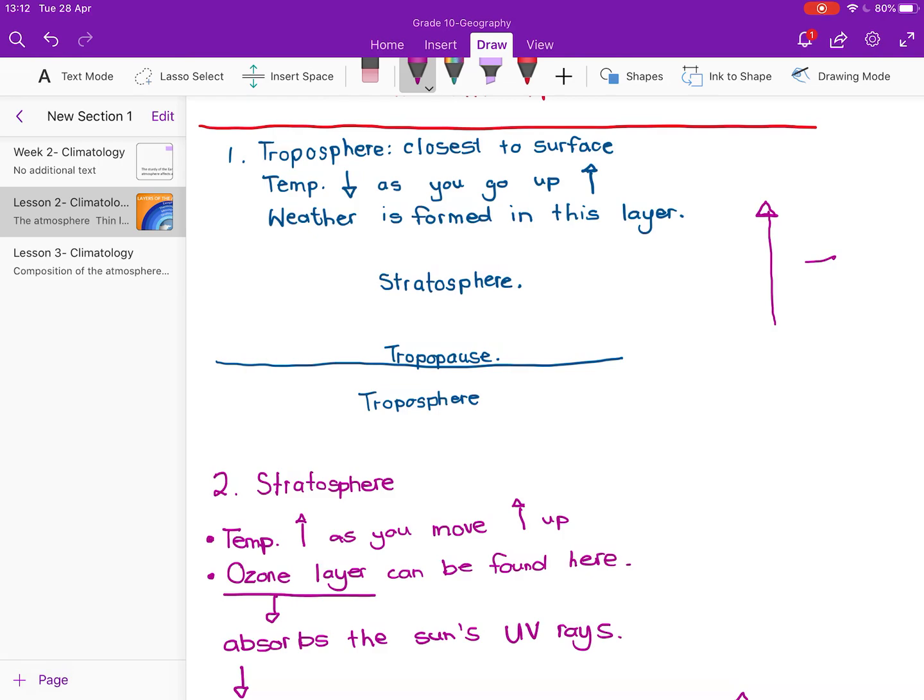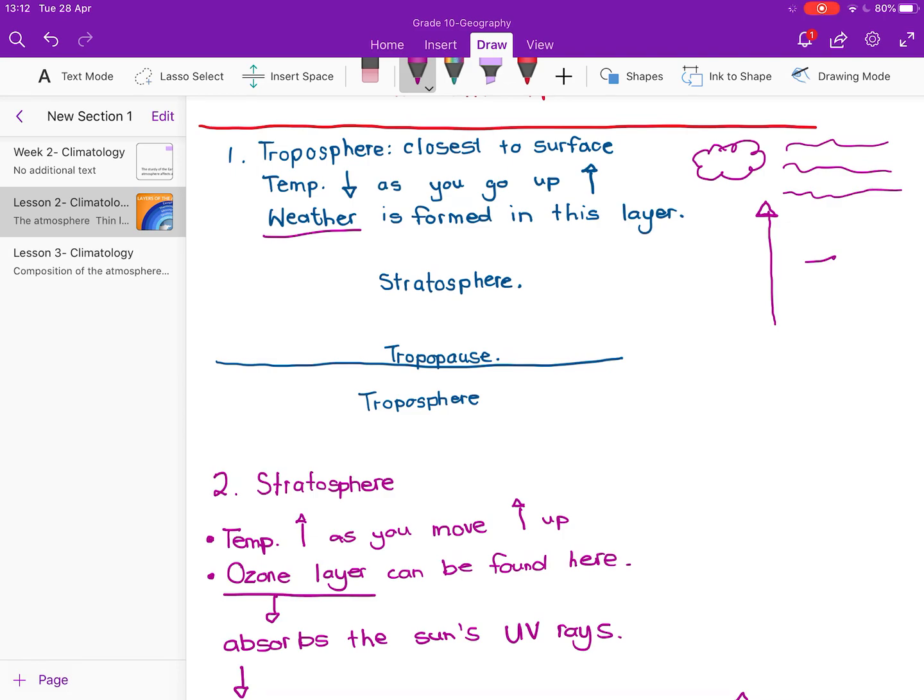In this layer is where we find weather conditions. So this is where we find our clouds, and this is where we find a lot of wind blowing in this part of the atmosphere. This is where we find our weather conditions. Weather is formed in the troposphere.